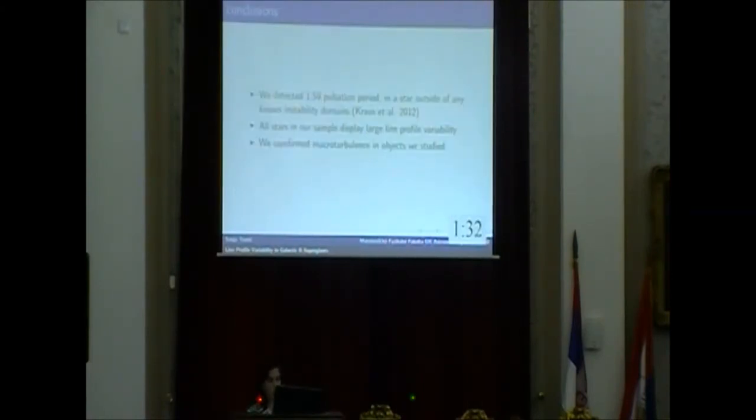And conclusions. The most important result of my master thesis is the 1.59-hour pulsation period. Also, the star is not in any known instability domains, and even for B supergiants, it's a very short period, so it's not expected. All our stars show large line profile variability. We also showed that macroturbulence is present in each of our objects, and that the FFT method for determining rotational velocities is not reliable in these objects. That would be all. Thanks for your attention.